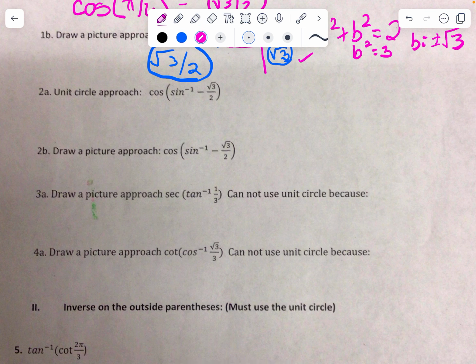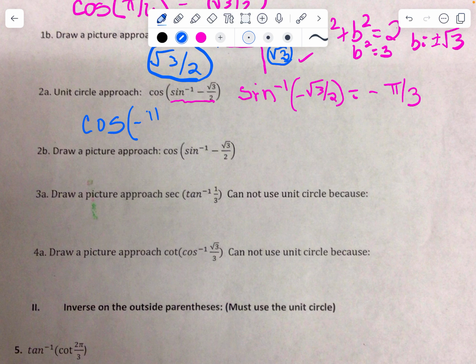Again, unit circle approach, cosine of sine inverse of negative √3/2. So the first thing you do is based on what you know about sine inverse. What is the sine inverse of negative √3/2? Well, that would be negative pi over 3. And then that inner parentheses becomes negative pi over 3, so that your problem becomes the cosine of negative pi over 3, which is 1/2.